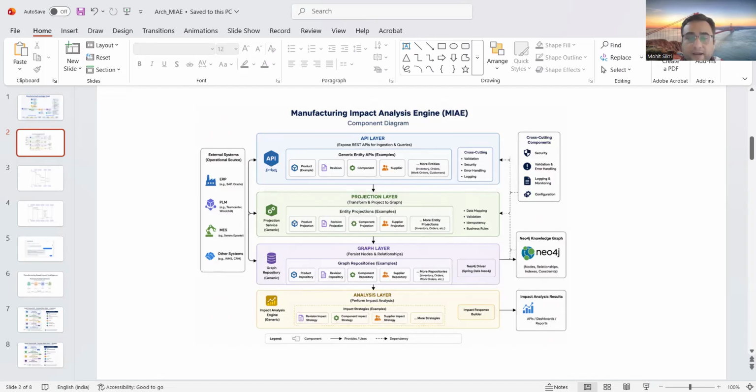The Graph Traversal repository is responsible for interacting with Neo4j. It executes the shortest path query and returns native graph paths. That hides all the Cypher query implementation from the rest of the application. The Neo4j database stores the manufacturing knowledge graph, which allows complex relationship queries to execute efficiently without custom traversal logic in Java.